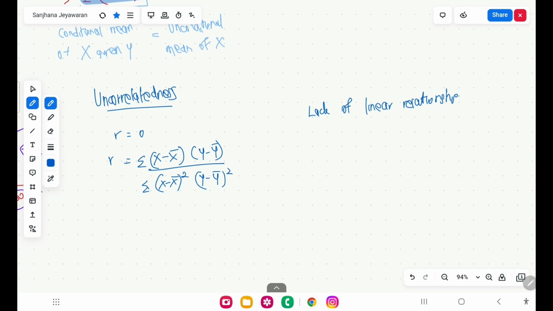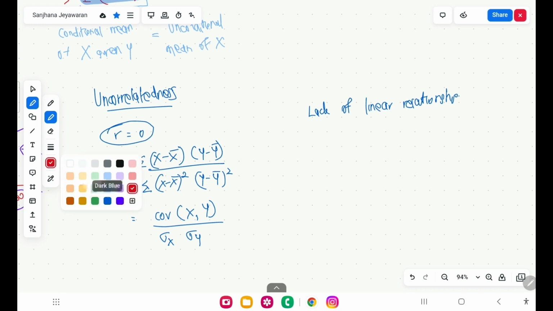So basically, what does this mean? It's the covariance of x and y divided by the standard deviation of x and the standard deviation of y. So in order to say that two variables are uncorrelated, that means r equals 0, if we can just prove that the covariance is equal to 0, we don't need to prove anything more. When we say that covariance of x and y is equal to 0, that automatically means the correlation is also equal to 0. Therefore, both are uncorrelated.